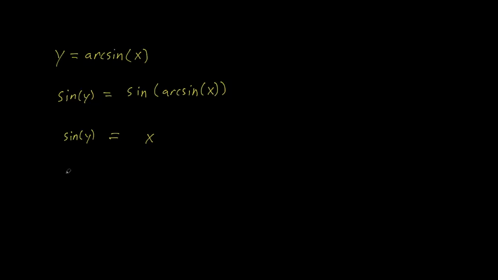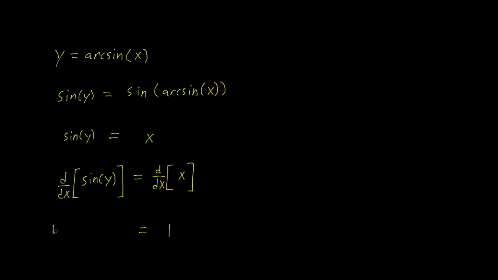Take the derivative of both sides with respect to x. So we have d/dx of sine y. And notice that we're taking the derivative with respect to x of a function which is in terms of y. So we're going to have to use chain rule there. And on the right hand side we just have derivative of x with respect to x, which is just going to equal 1.